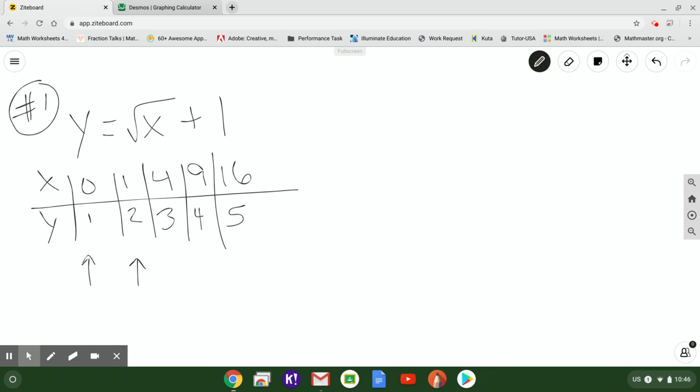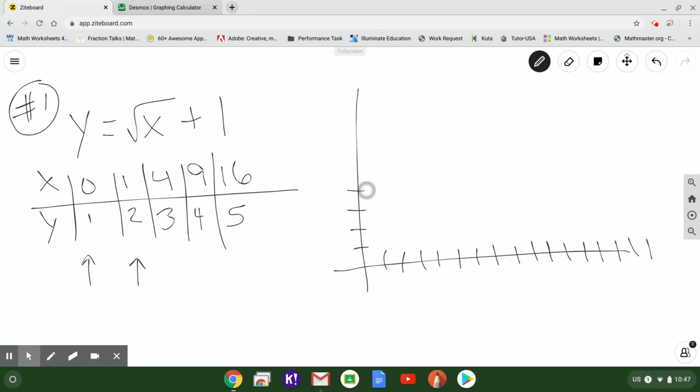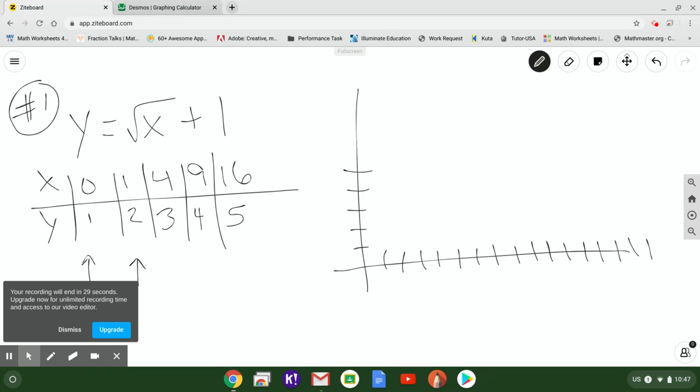Because I know most of you probably don't have graph paper with you, just do the best you can. It's all in the positives, so I'm going to just use the first quadrant. X is going to go to 16, so I'm going to go 1, 2, 3, 4, 5, 6, 7, 8, 9, 10, 11, 12, 13, 14, 15, 16. And the Y's 1, 2, 3, 4, 5. And just do the best you can.